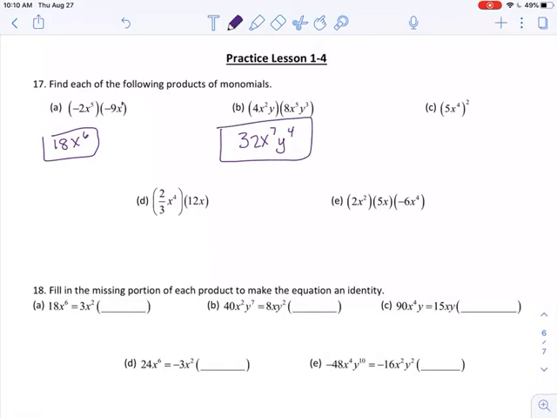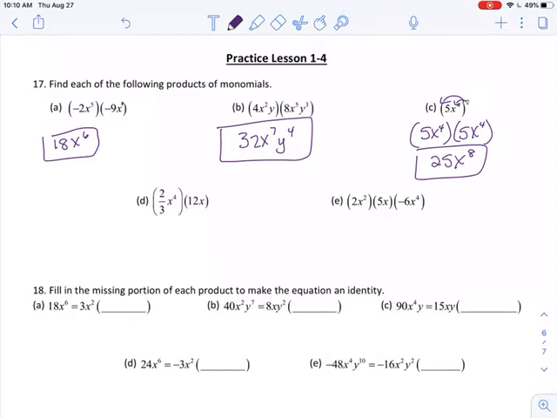And C, when I have a power to a power, you're actually multiplying the 4 times the 2. But just keep in mind that this is really 5x to the 4th squared, so it's 5x to the 4th times 5x to the 4th, so that's 25x to the 8th. So don't forget that this squared is for the 5 and it's also for the x to the 4th.